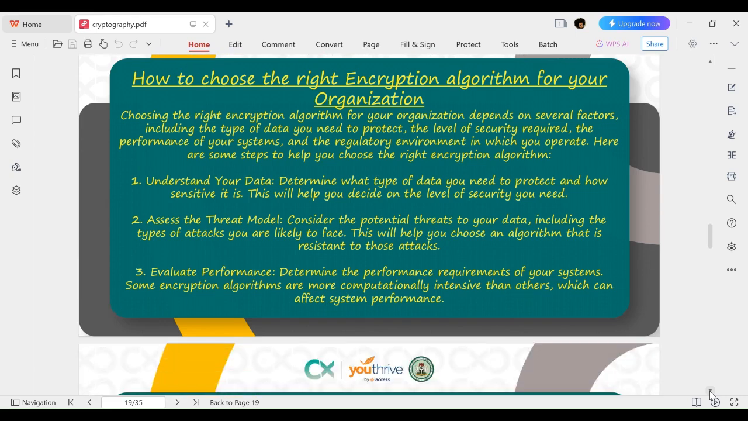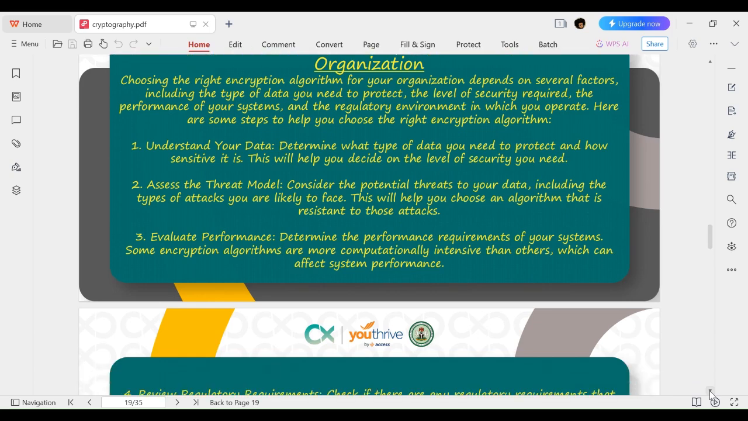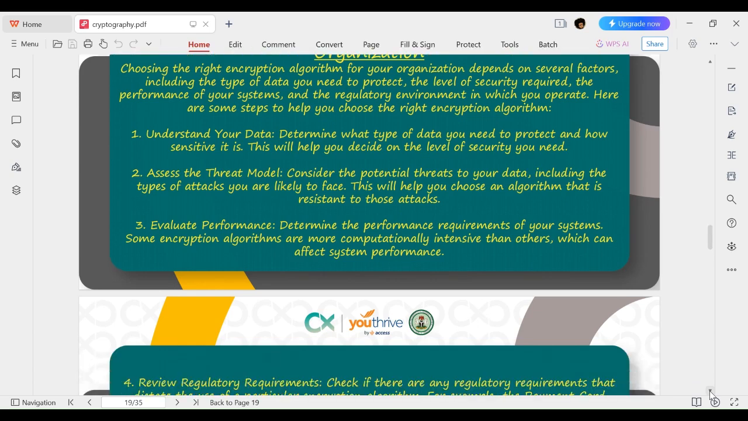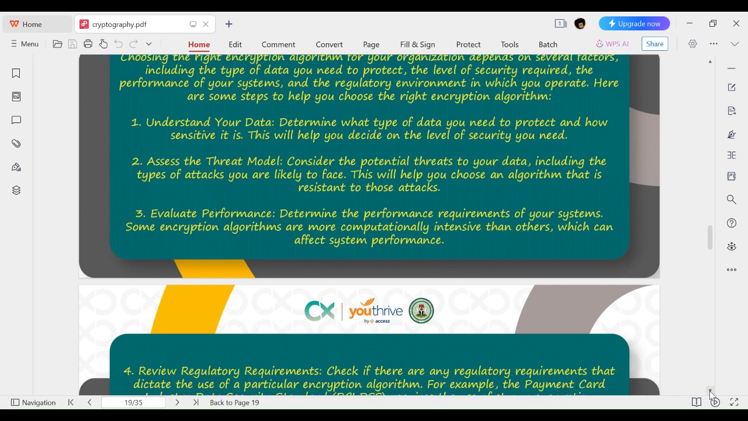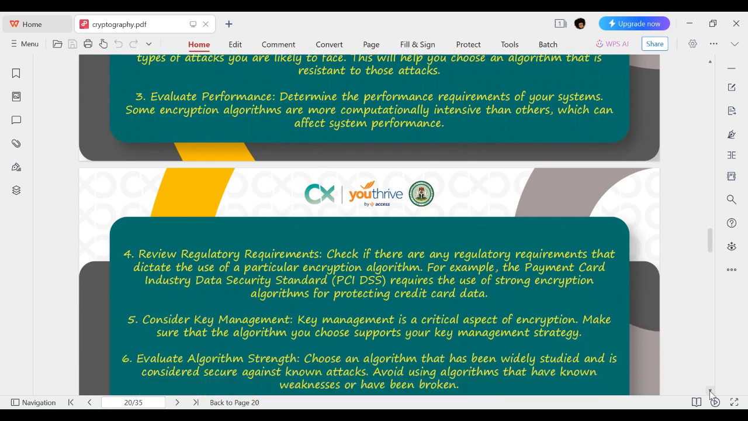Two, you assess the threat model. Consider the potential threats to your data, including the type of attacks you are likely to face. This will help you choose an algorithm that is resistant to those attacks. Three, evaluate performance. Determine the performance requirements of your system. Some encryption algorithms are more computationally intensive than others, which can affect system performance.